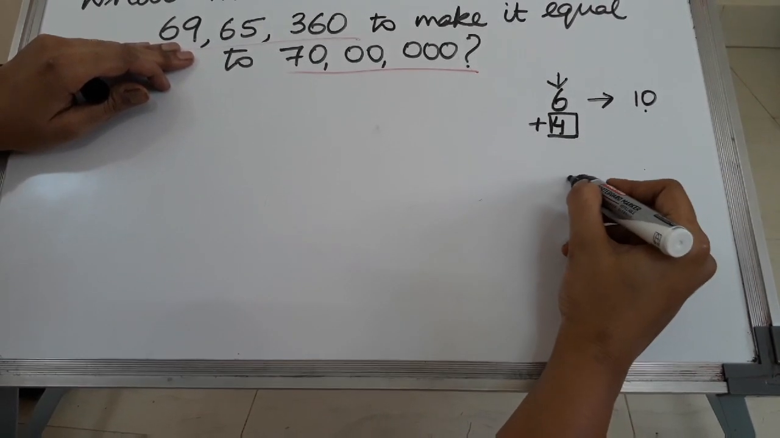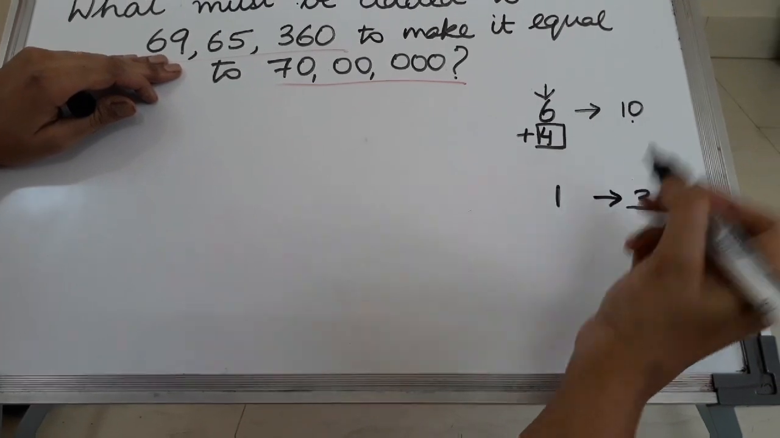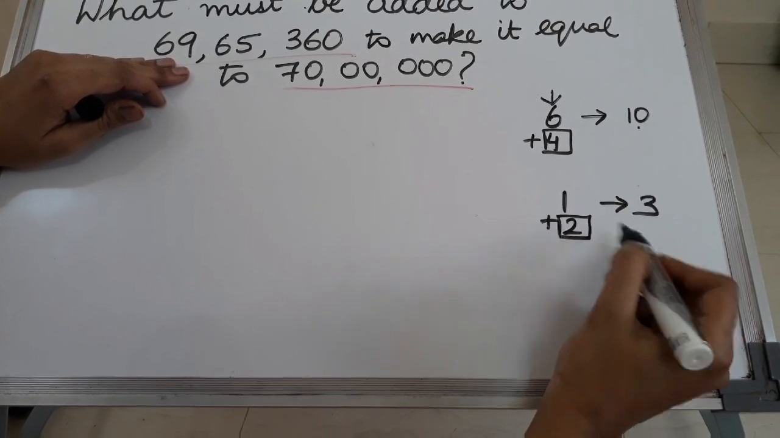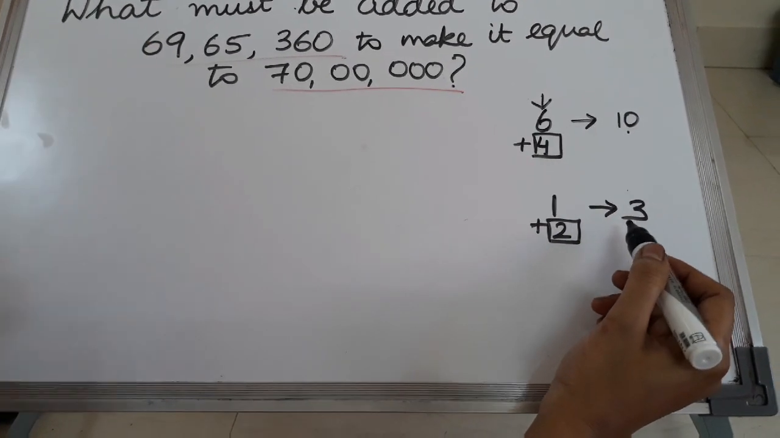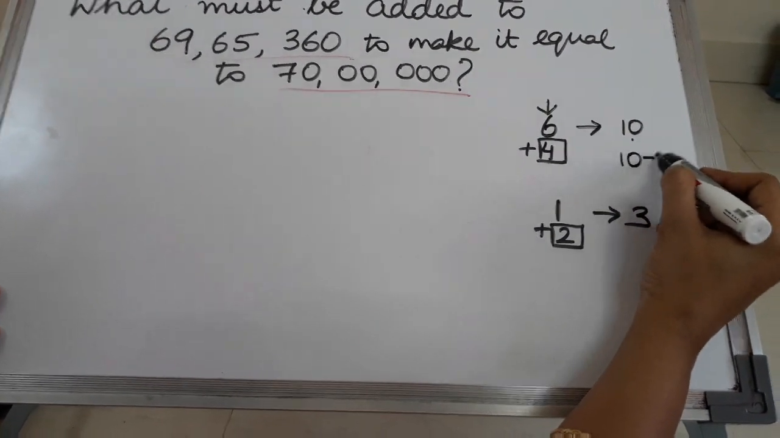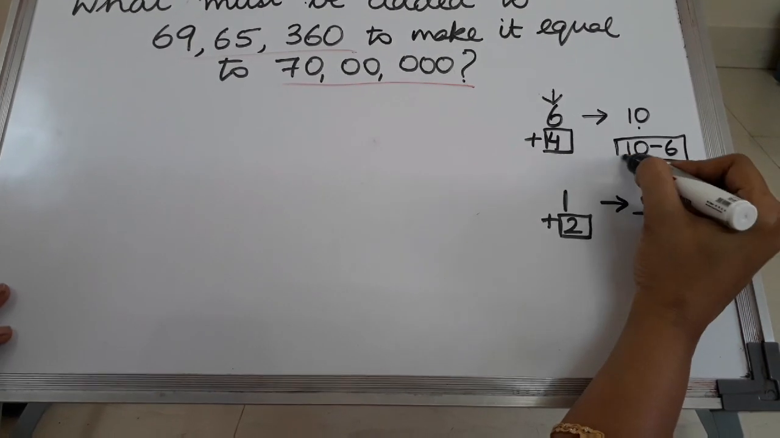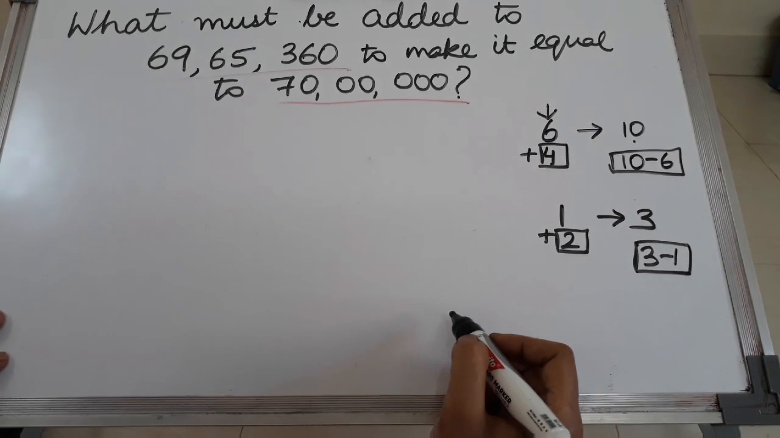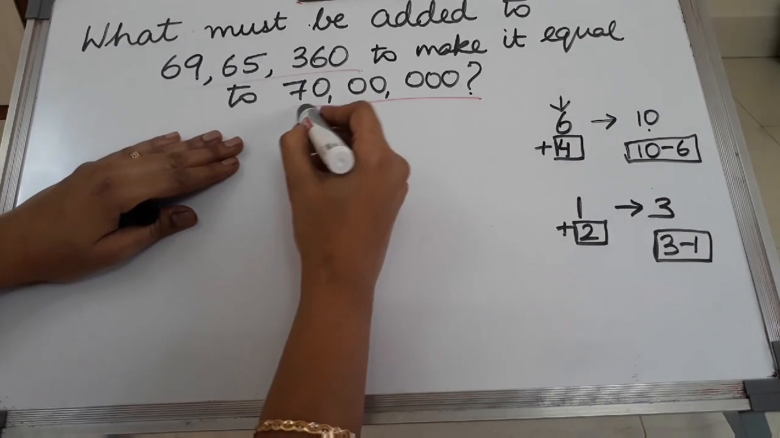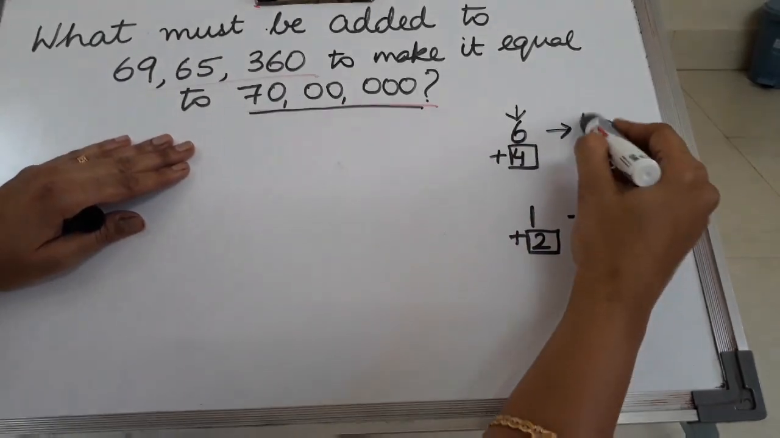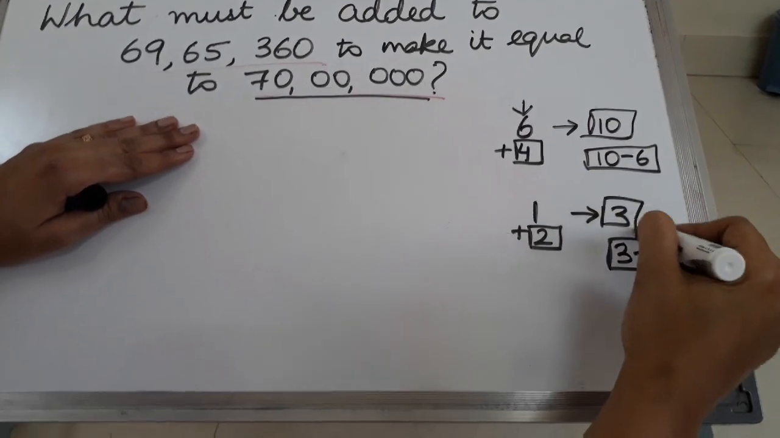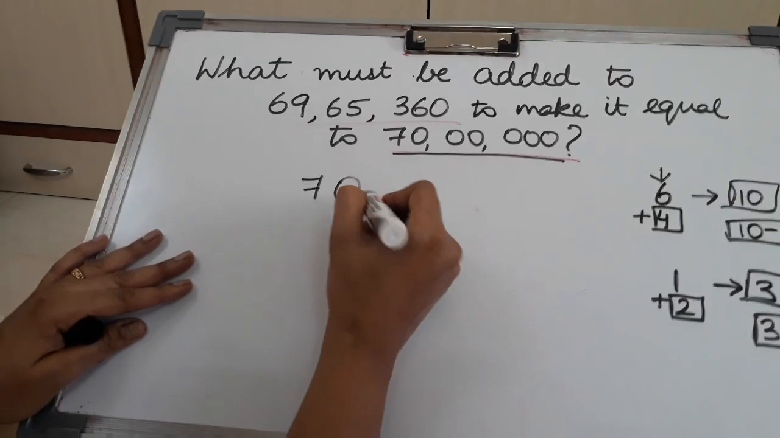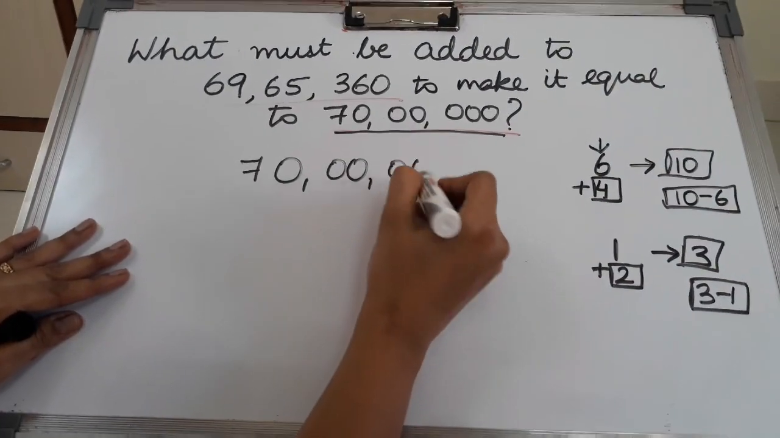What must be added to 1 to get the answer 3? You will tell me, I will add 2 here to get the answer 3. So what we are doing here is indirectly subtracting. 10 minus 6 is what? 4. 3 minus 1 is what? 2. Okay. Similarly, this is the answer we should get, like 10 and 3. What we have to do is simple subtraction. We will subtract here and we will get the answer.